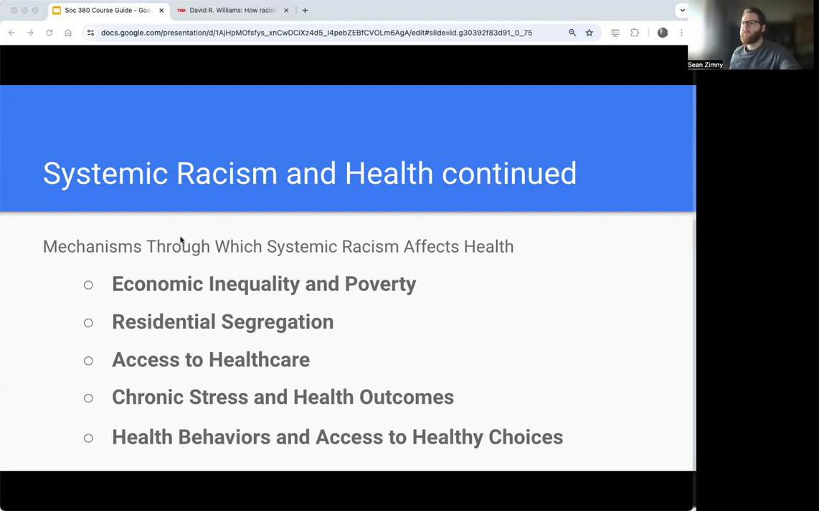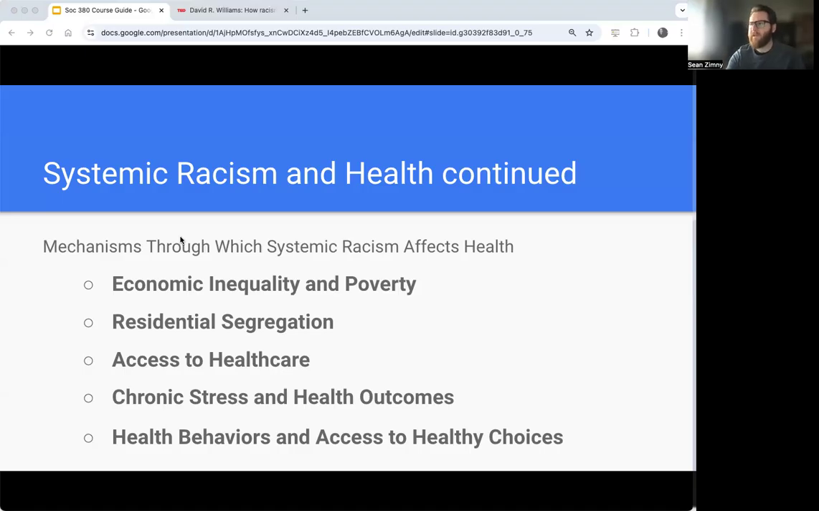Number one, economic inequality and poverty. Some historical context here: policies such as redlining and discriminatory mortgage practices limited where Black and other minority families could live in United States society, leading to long-term economic disadvantages. Generational wealth accumulation was hindered, leaving many minority communities economically disadvantaged. And we know that income and socioeconomic status is a direct social determinant of health. As for the health implications, lower economic status restricts access to healthcare, nutritious food, safe housing, and quality education, all crucial factors for maintaining long-term health outcomes. Economic stress is also linked to higher rates of chronic conditions like hypertension and diabetes.